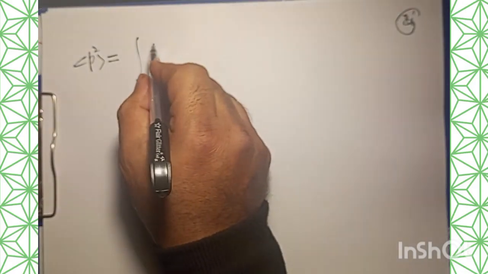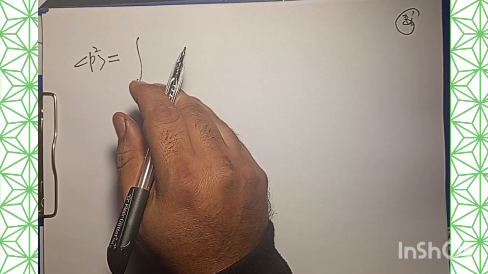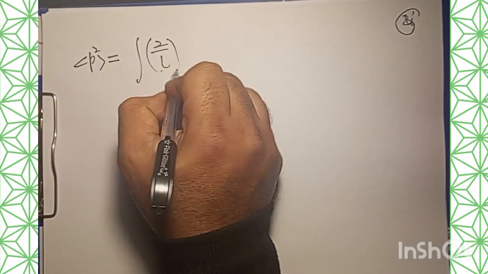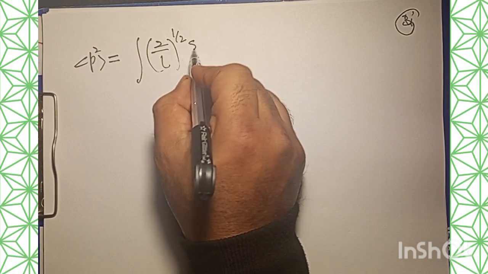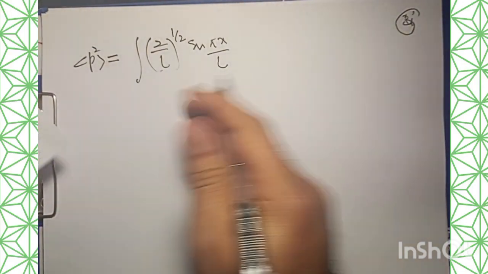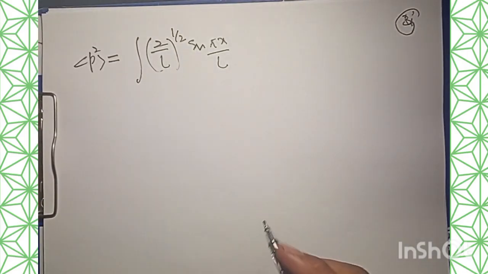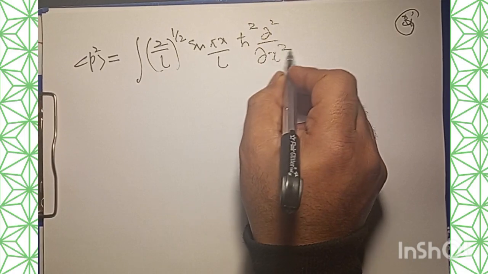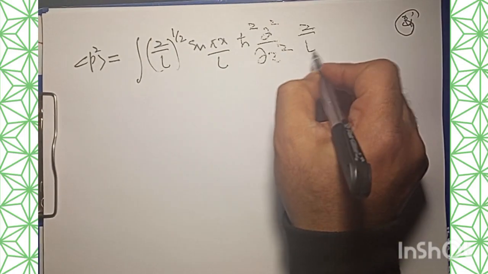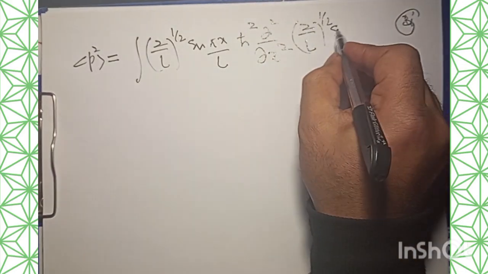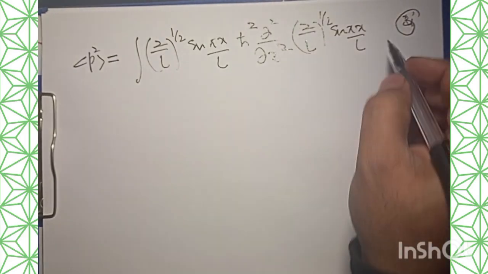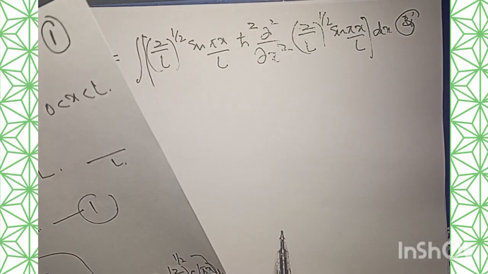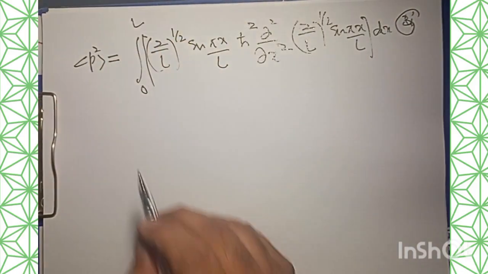So instead of ψ star, what I have in the original problem is (2/L)^(1/2), then I have sin(πx/L). And then I have the operator that I have written, so I have ħ² here, then I have ∂²/∂x². Then for ψ, I have the same thing, (2/L)^(1/2), then I have sin(πx/L). And this thing has to be integrated over dx. And the limits of integration that we have here is from 0 to L. All right, that's the case.